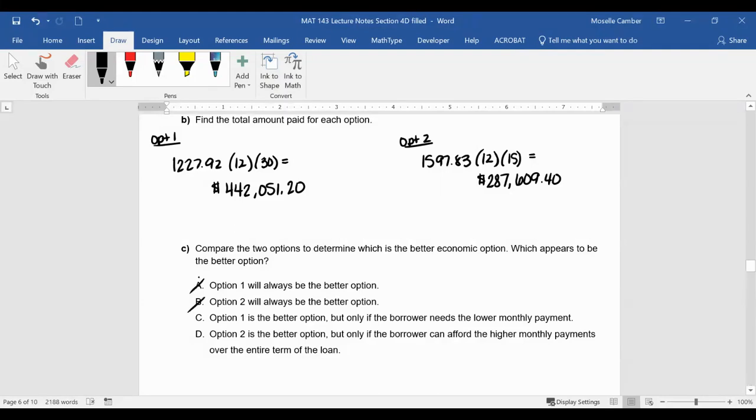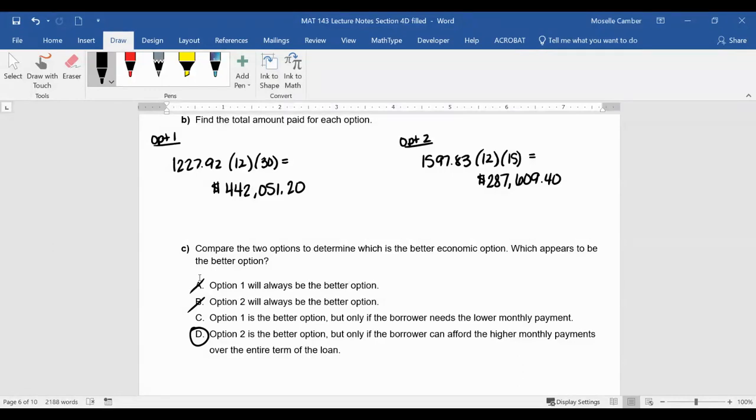So for C, option one is a better option, but only if the borrower needs a lower monthly payment, which seems right. But let's look at option two for D. Option two is a better option, but only if the borrower can afford the higher monthly payments over the entire length of the term of the loan. So C is good, but it's not the best answer here. In this case, it is D. It's just kind of worded better.